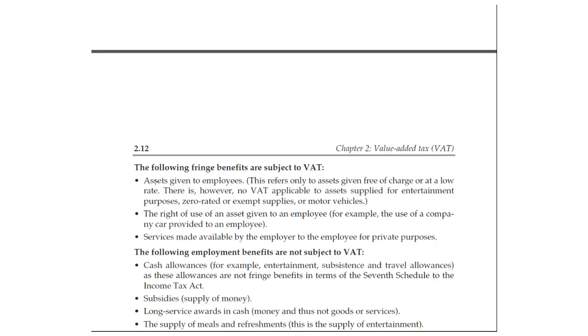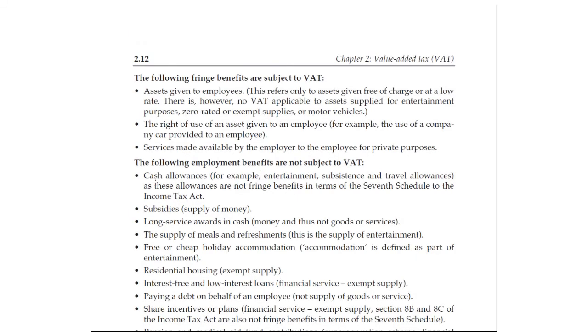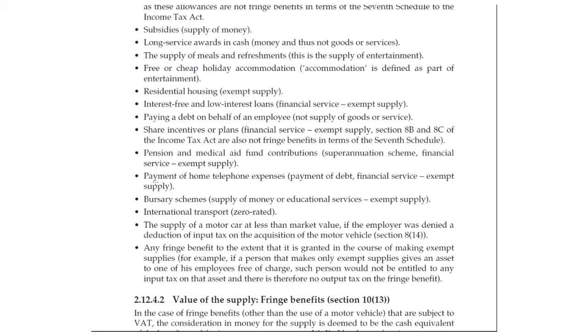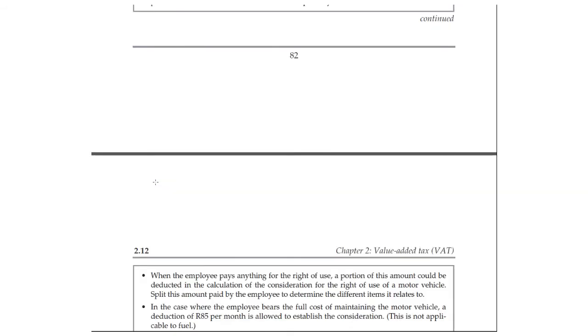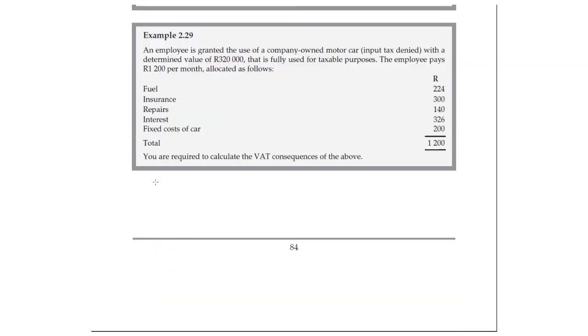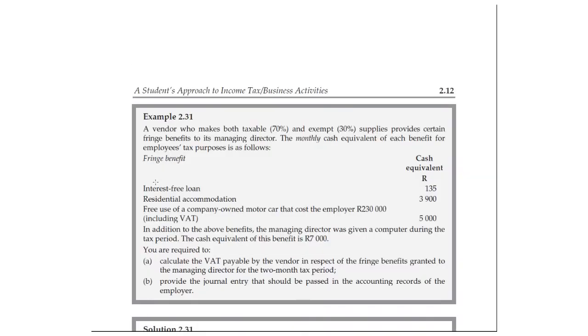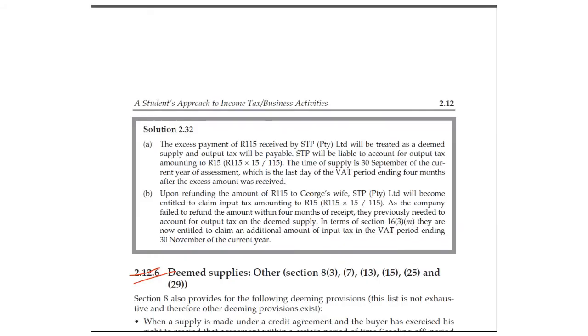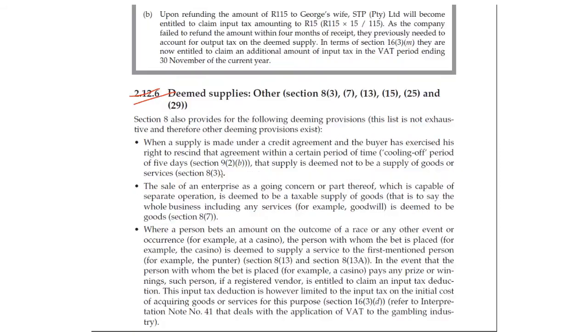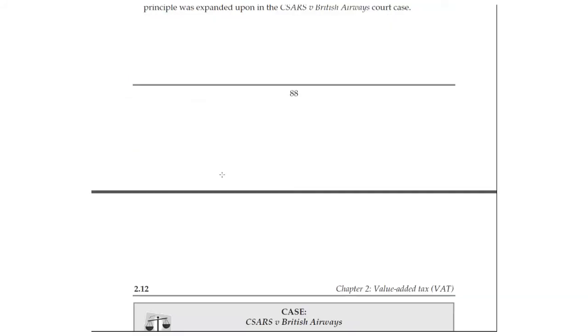We don't do fringe benefits. Again, don't just drag a pen through it, because fringe benefits and independent branches, for example, is either added in PGDIP GA or third year BAC, or then CTA. Then the only other deemed supply that we do, and you'll see there's a lot of pages that you can leave, is 2.12.5, which is deemed supply, payments exceeding consideration. So under that paragraph, you need to have a look at everything, and you will also leave 2.12.6.